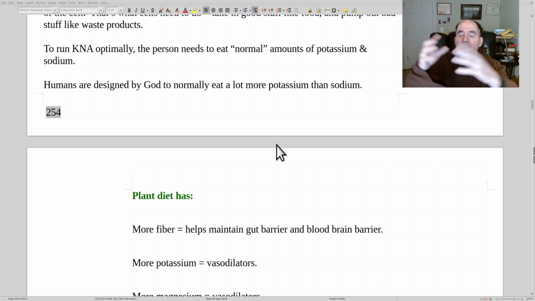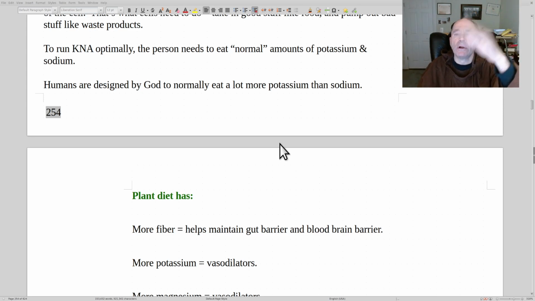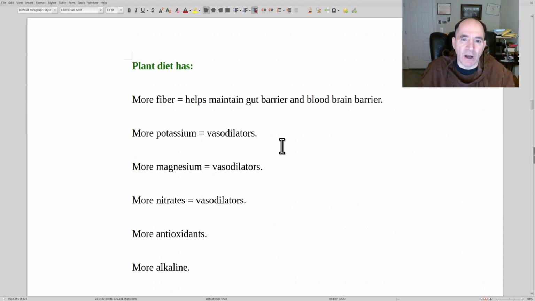Okay, whereas modern Americans or Westerners have reversed that. They're tending to eat about 10 or 15 times more sodium than potassium. They're doing the opposite of what they're supposed to. And that will cause problems with their plasma membrane ion gradients and will cause a decrease in the function of their cells. Okay, plants basically have all the good stuff.